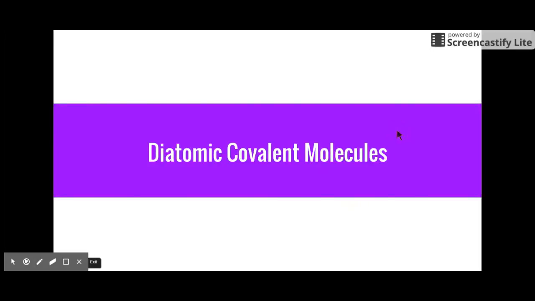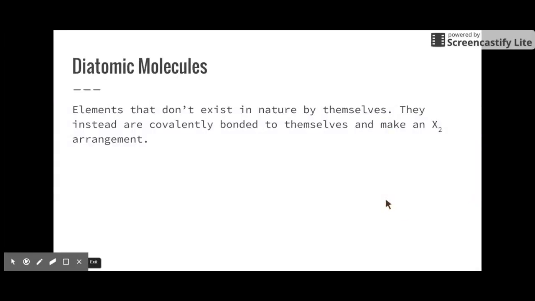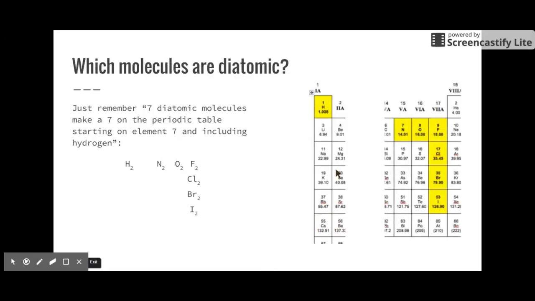So the last thing I want to talk to you about for naming compounds is diatomic covalent molecules. Diatomic covalent molecules are elements that don't exist in nature by themselves. There are certain elements that will never be by themselves in nature. So what they do is covalently bond to themselves and make an X2 arrangement. So here are the diatomic molecules. Hydrogen, for example, will never be found alone. It always bonds to itself.